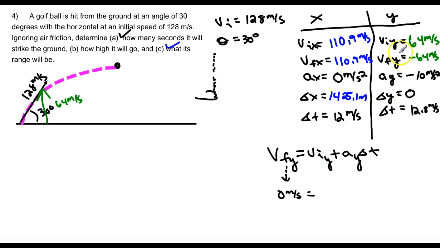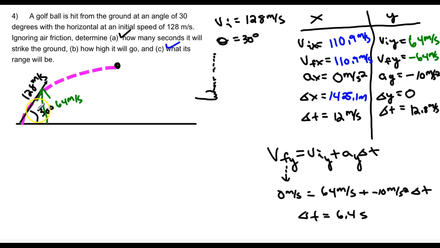We know the initial velocity is 64. And then the acceleration is -10. And then times delta t. Now remember, this delta t is halfway through the height. And really, it should just be half of the 12.8 that we got right here anyway. But just checking it, you can pause the video if you want, do these calculations, and you would get that delta t is 6.4 seconds.